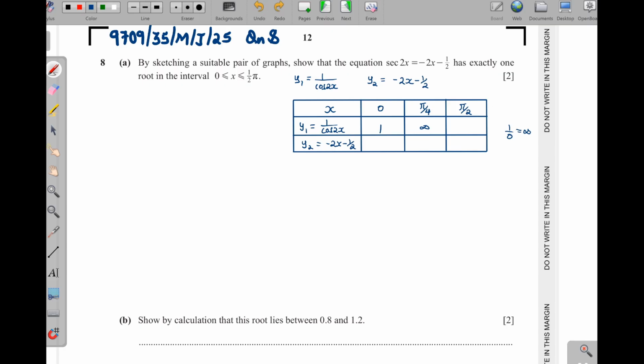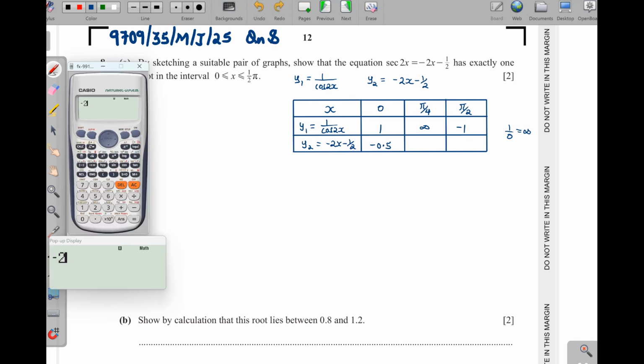You get that? Then let's go to 90. 2 times 90, that is 180. Cos of 180 is a negative 1. Then 1 over negative 1, you get a negative 1. Okay? Then how about here? When we put 0 here, of course, we shall get negative 0.5. And then pi over 4. Negative 2 into pi over 4, then minus 0.5. This one gives us negative 2.07.